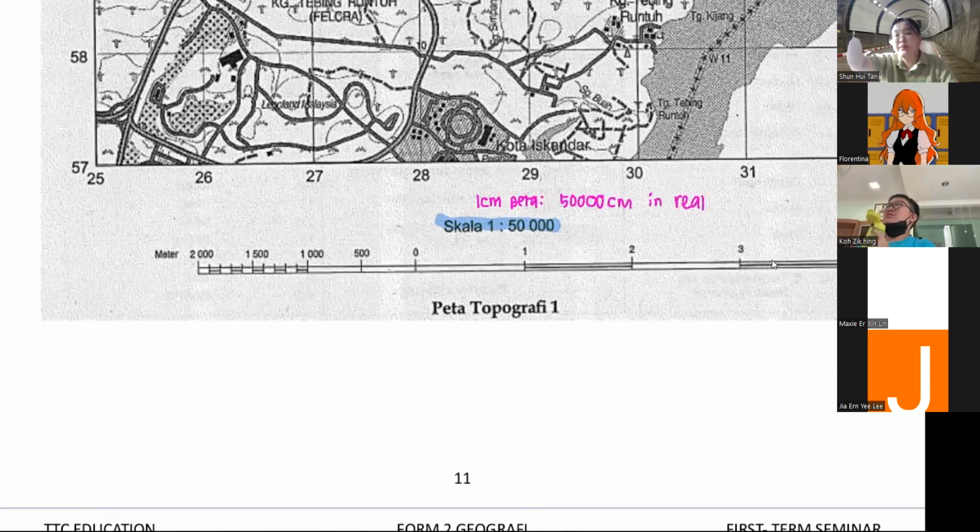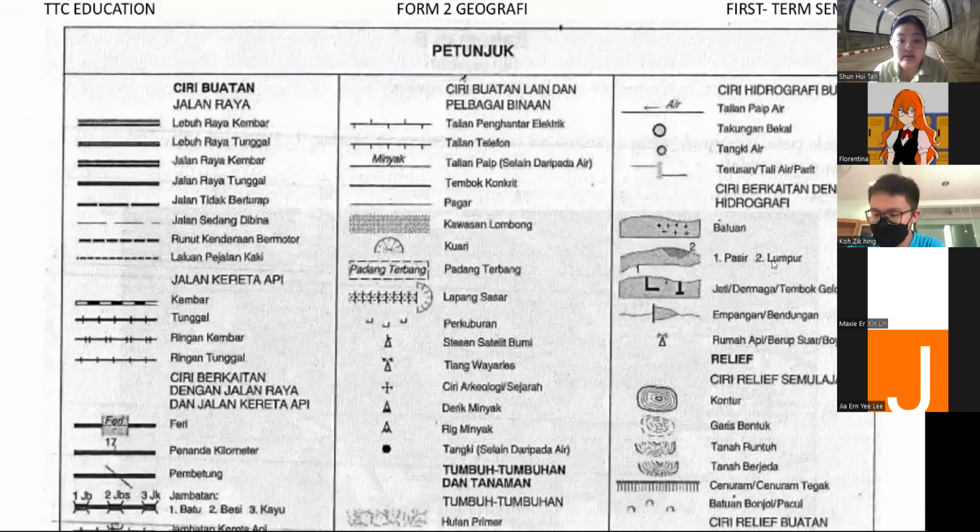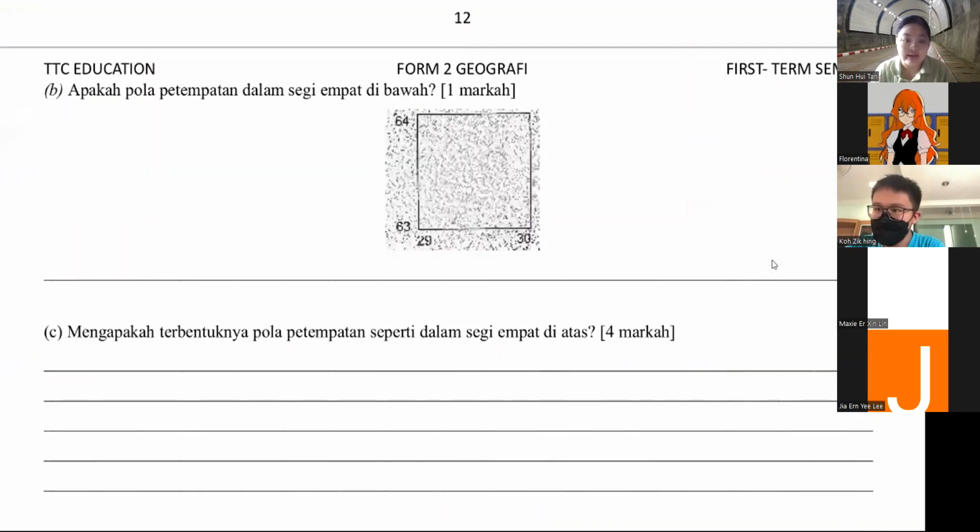But we don't tell people 50,000 cm. Yes, you've got to convert it into km. 50,000 cm equals 0.5 km. So later on, if they ask you to do the calculations, you will know. After I calculate in cm, I measure in cm, I need to convert into km. Okay, I need to times 0.5. Can? I need to times 0.5. Now, let's look at it. Okay, they will give you the petunjuk and then they come to the questions.